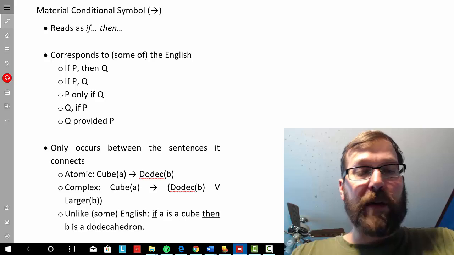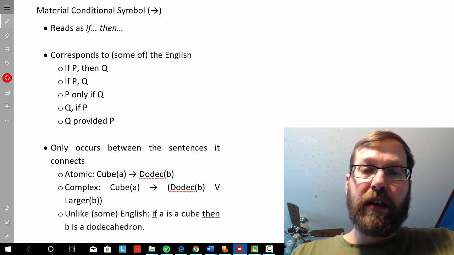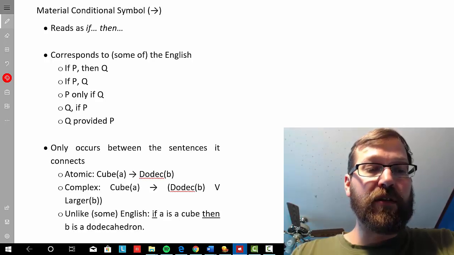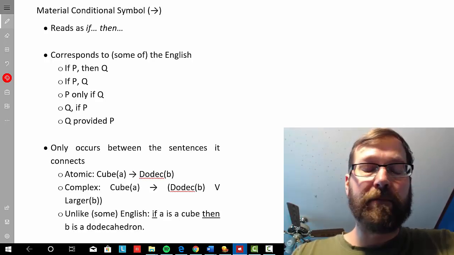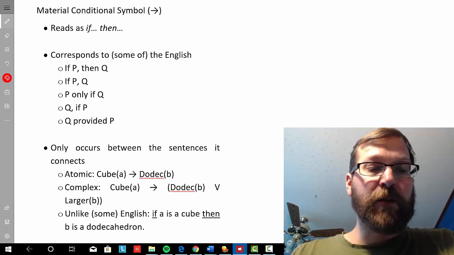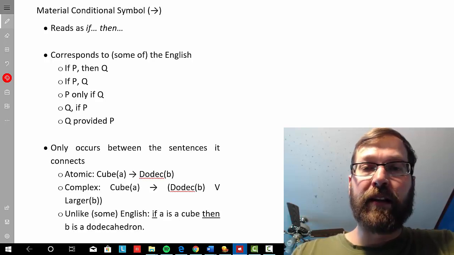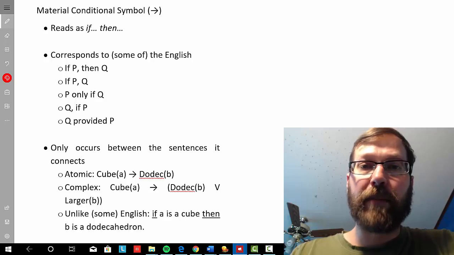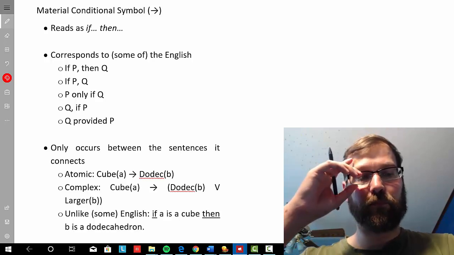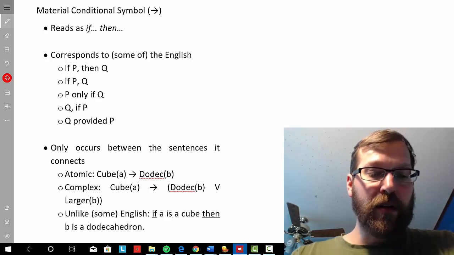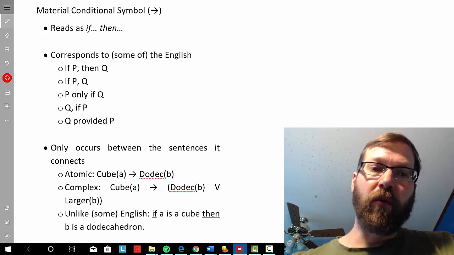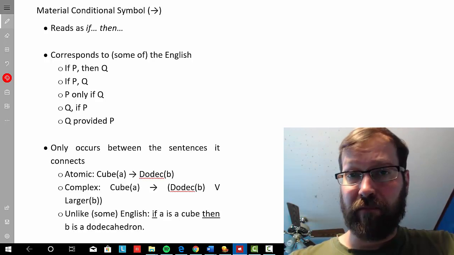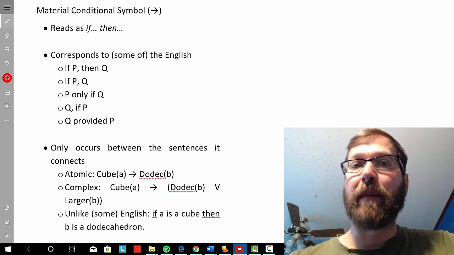In English, sometimes we flip around where the if statement is and where the then statement is. So Q, comma, if P. Or sometimes we use different locutions than the if-then locution. So Q provided P, for instance.